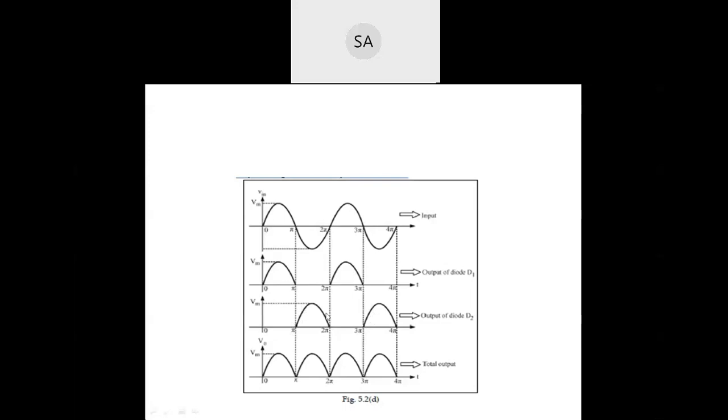But this current will have a magnitude of Vm only, that is, a positive magnitude only. Even though it is a negative peak of the supply, you will get the positive output only. So the total output is the sum of the output of diode D1 plus the output of diode D2. So we will get entirely a pulsating DC output over 0 to pi and pi to 2 pi. That is the output of the center tapped full wave rectifier.